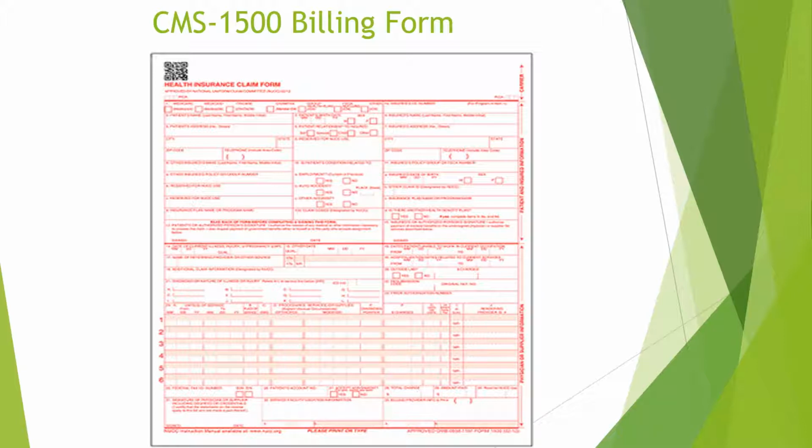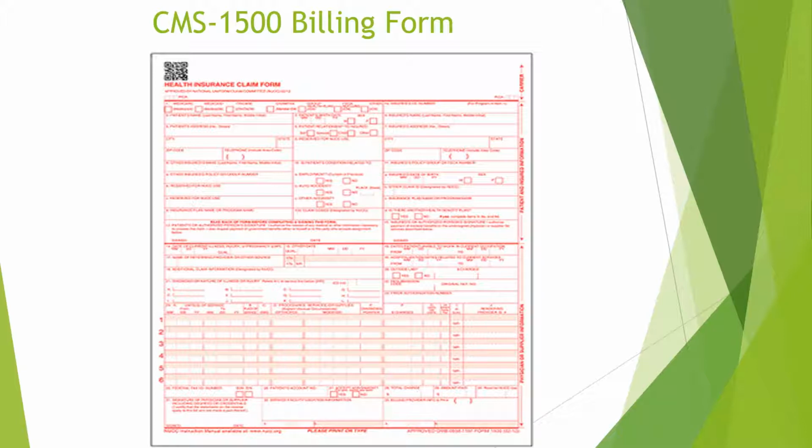In box 31, you would need the signature of the physician or supplier. In box 32, you will enter the facility location. In box 32A, you will need to enter the MPI of the facility where services were rendered. In box 33, you will enter the billing provider's full address along with phone number. In box 33A, you will enter the billing provider MPI.